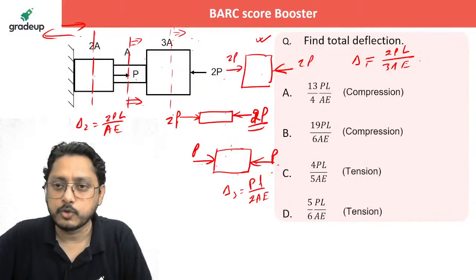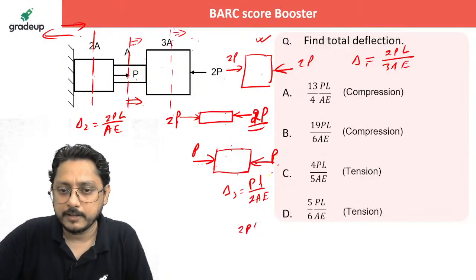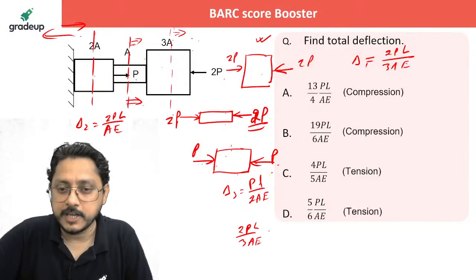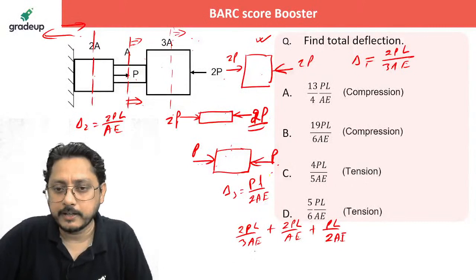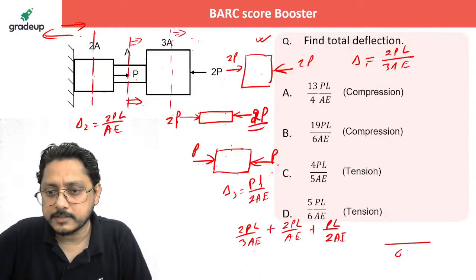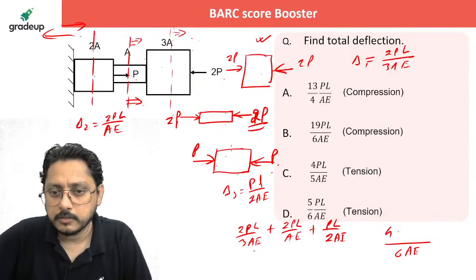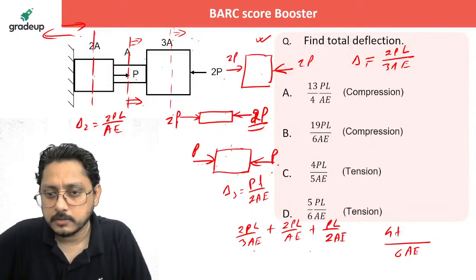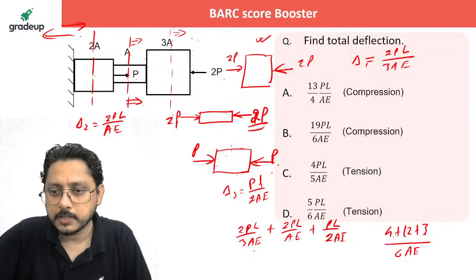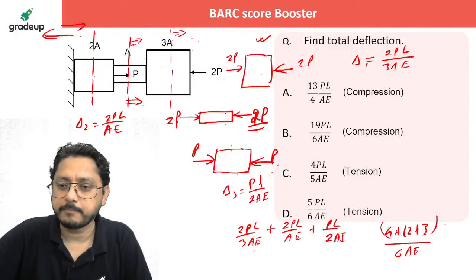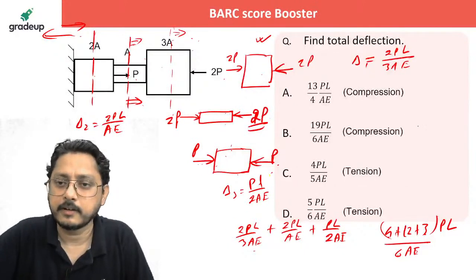So if you add together 2PL by 3AE, 2PL by AE, and PL by 2AE, that's all. How much will you be getting? 6AE common denominator: 4PL plus 12PL plus 3PL, that is 19 by 6 PL by AE, isn't it? Under compression.